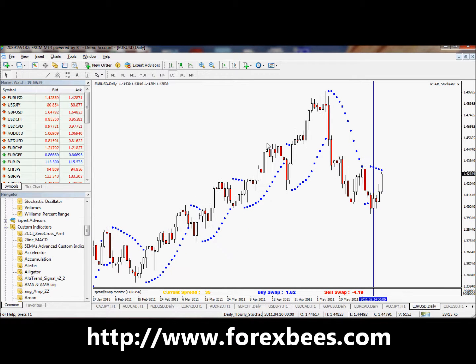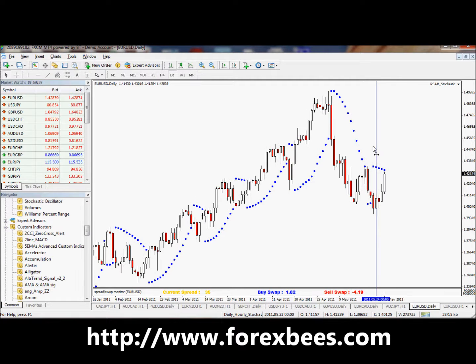If you see this one, this is where the first Parabolic SAR dot formed below the daily candlestick. That means we try to enter only long trades. This is where again it formed above. So let's observe this region. In this region, since it formed the first Parabolic SAR dot below the daily candlestick, we try to enter long trades at this point.